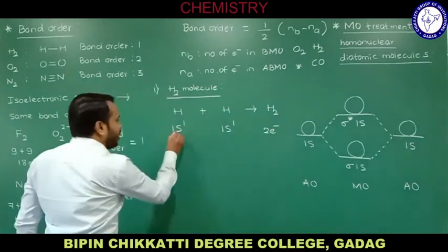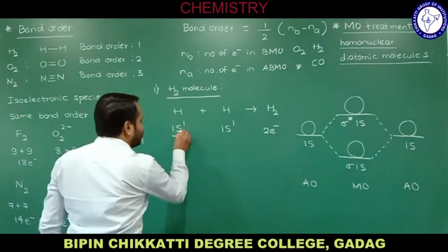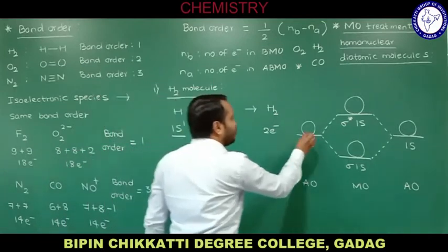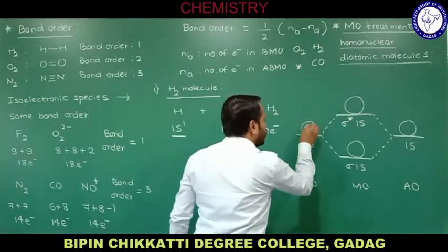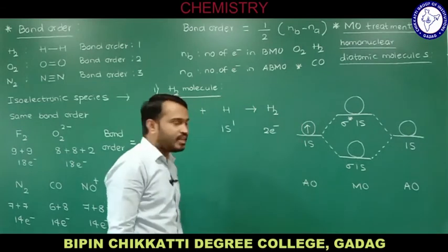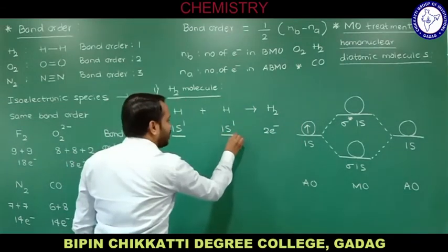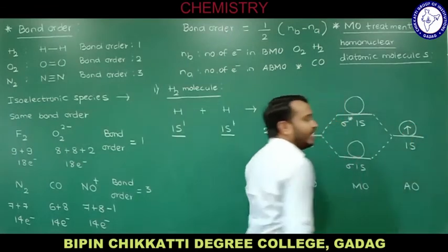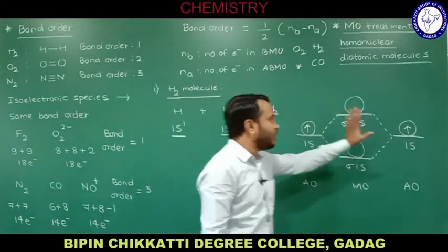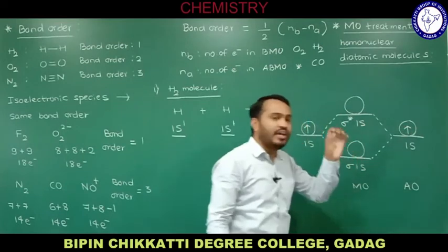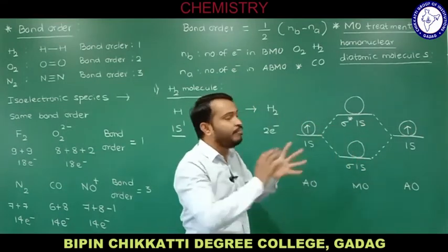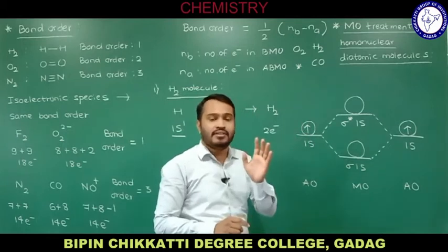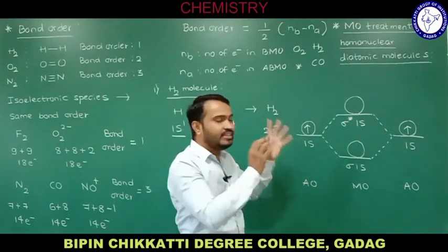In this 1s atomic orbital, we have only one electron. So one electron I write here. In this other 1s atomic orbital, we also have one electron. So here we need to consider one electron in each 1s atomic orbital. They are going to combine. As I told, you need to follow the standard rules while filling the electrons.